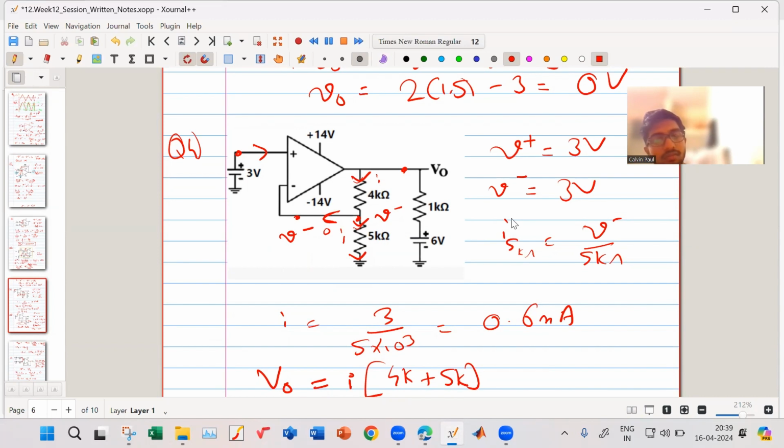V naught into 5 by 9 is equal to 3. 9 into 3 is 27. 27 by 4... 27 by 4 is 5.4. 9 into 3 is 27, right? 27 divided by 5. 27 by 4 is also not 5 point... it is 5.4. 27 by 5 it is. It is not 4 actually. 27 by 5, yeah, we need to check that. Correct. Potential divider, no? So we should have the top side 5 kilo.